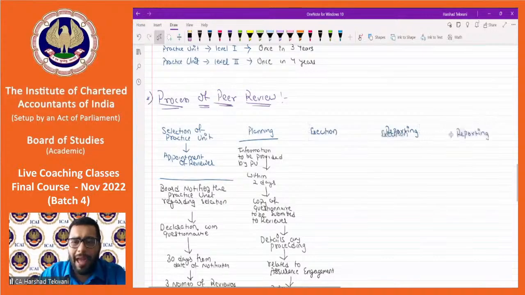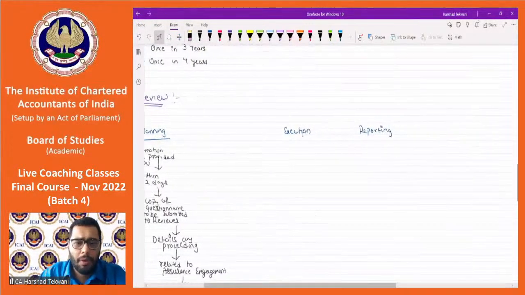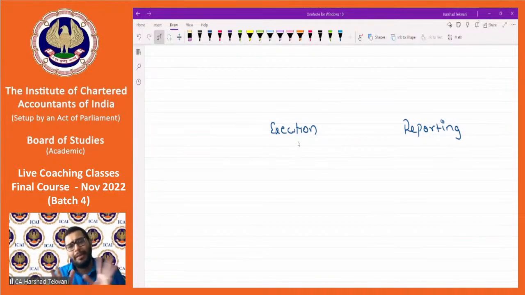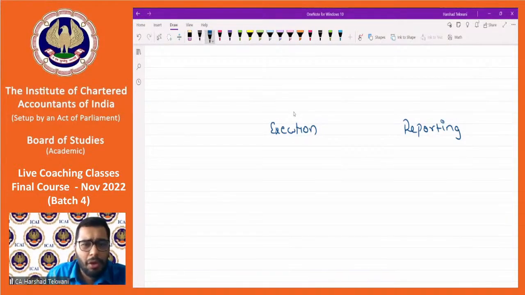Now let's talk about execution and reporting. So on execution, what will you do? You discuss the details, okay, this is a sample, and this is the list of documents you will require. Once you are provided those details, then you will go on site and perform the review. You will perform an on-site review of documents.